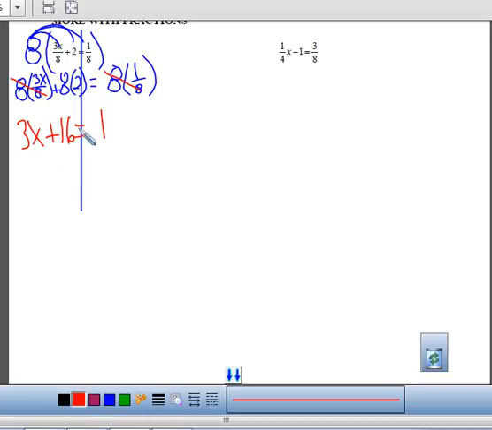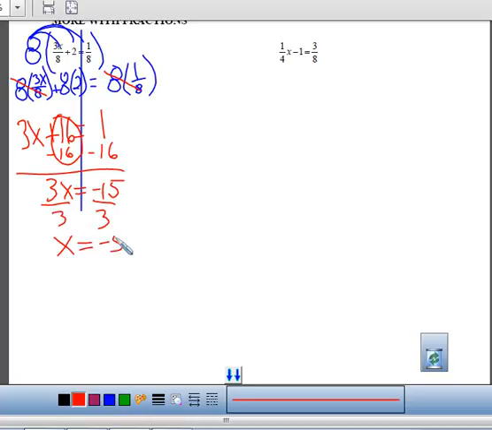Now, look at this equation. This should be a pretty easy equation for all of you to solve. We get rid of plus 16 by subtracting it, doing the inverse. And then we get 3x equals negative 15. How lovely. Divide both sides by 3, and we get an answer of x equals negative 5.